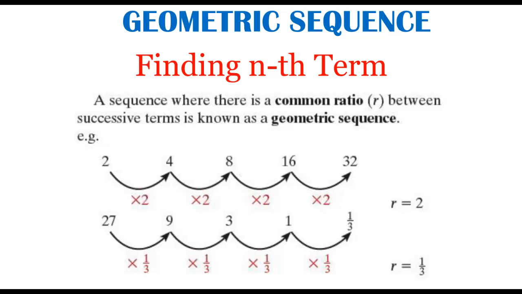Two 2's are 4, and 4 2's are 8, and 8 2's are 16. 16 multiplied by 2 is 32.